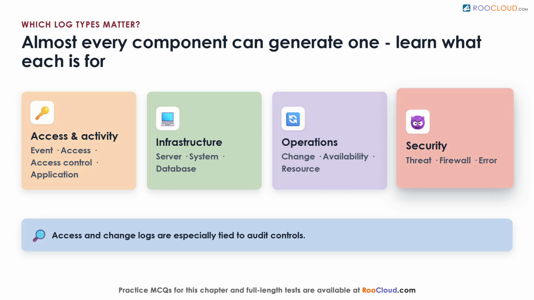A threat log fires when traffic matches a firewall's danger profile. A database log records inserts, updates, and deletions. An error log explains what went wrong when something breaks. A firewall log records traffic crossing the boundary. An application log checks efficiency and whether changes were authorized. And an access control log reviews the controls guarding sensitive data. You do not memorize every type. You learn to ask what each one is good for.